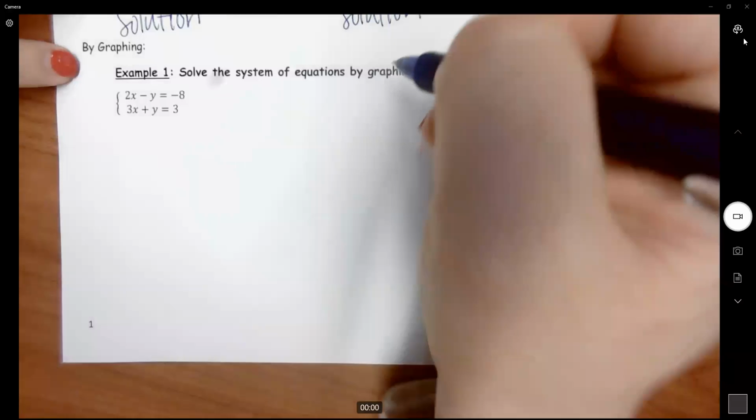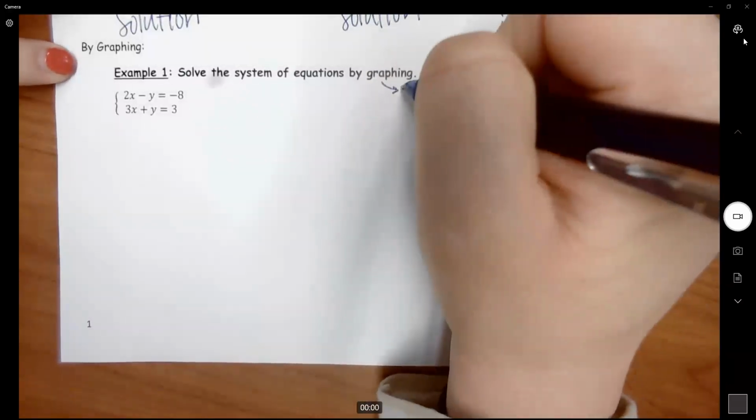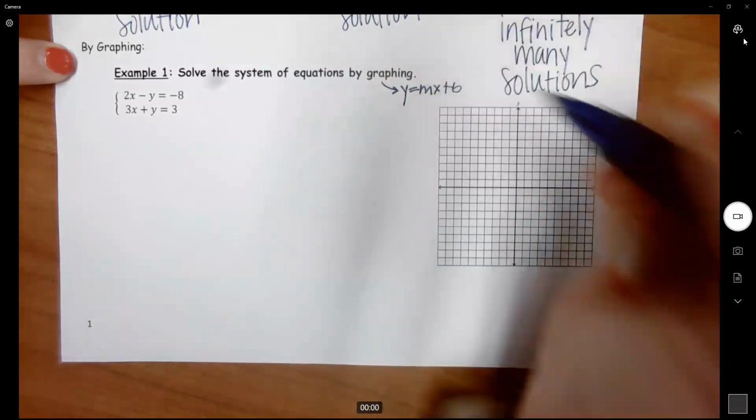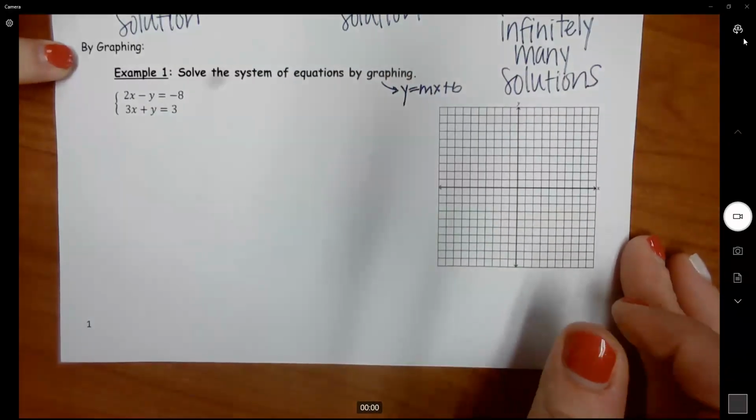Okay, so the first way to solve systems of linear equations that we're going to go over is by graphing. So we need to solve the system of linear equations by graphing here. When we graph, we want to put our equations in y equals mx plus b form. Those are just the easiest forms to graph in.